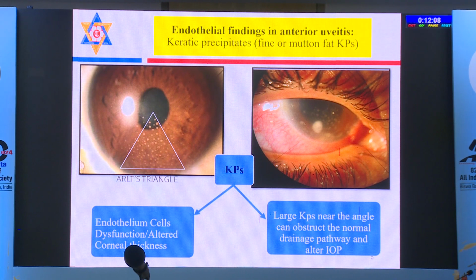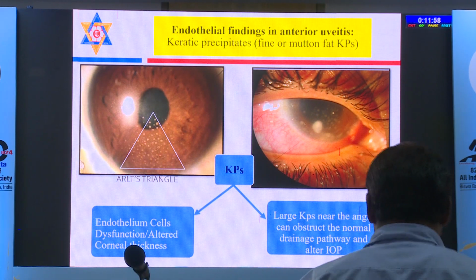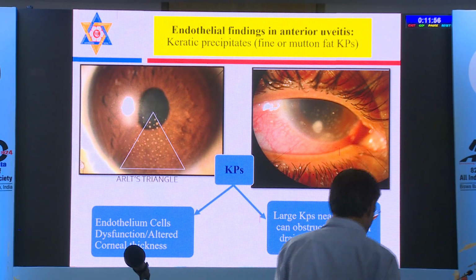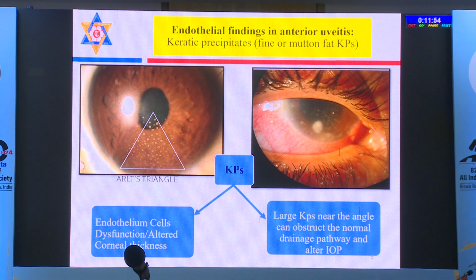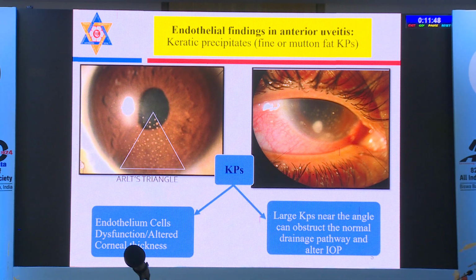So when there is a breach and release of these mediators and exudates in the anterior chamber, there is the presence of keratic precipitates on the endothelium. This leads to endothelial cell dysfunction and alteration in the corneal thickness. If the keratic precipitates are very large, they go near the angle and can obstruct the normal drainage pathway, thereby altering the intraocular pressure.